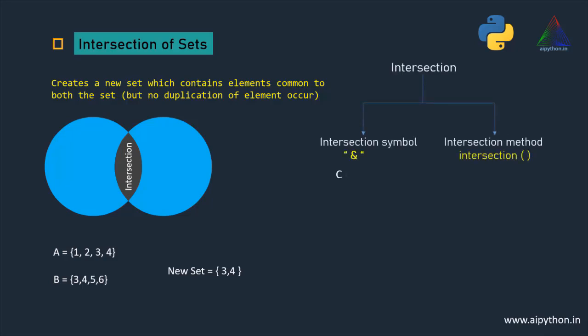So there are two methods associated with Python. There are two ways to do an intersection of sets. One is through the ampersand symbol, and the other one is through the intersection method. So we'll see through an example.